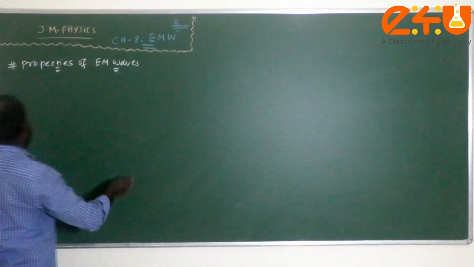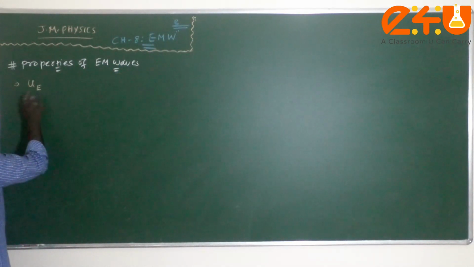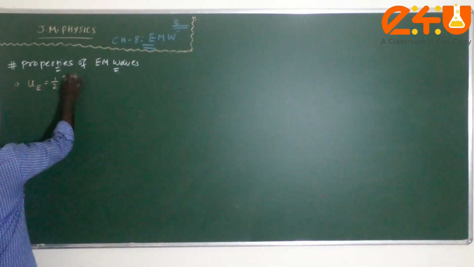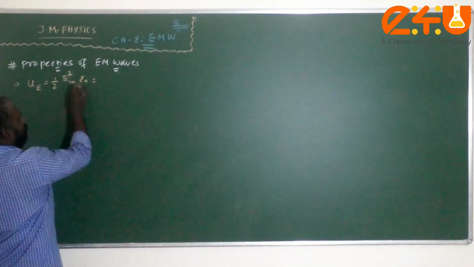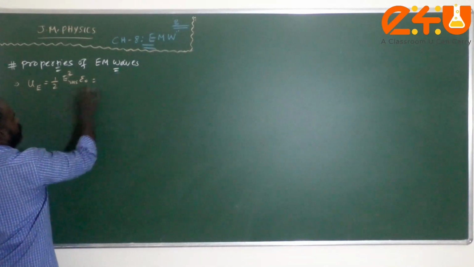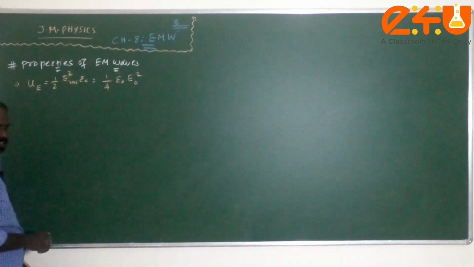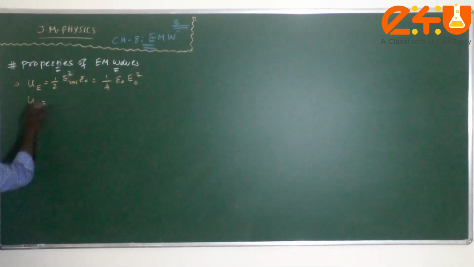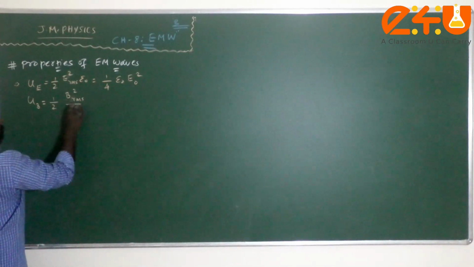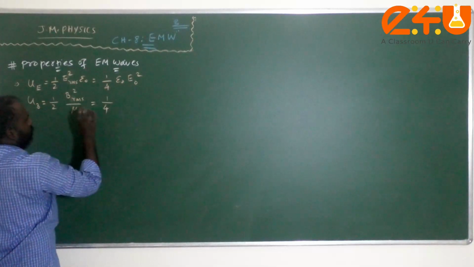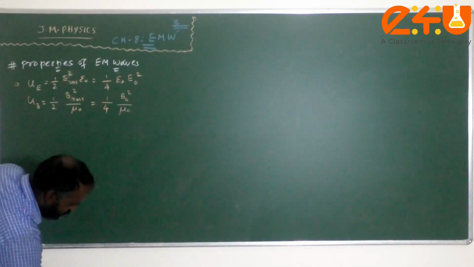Continuation of the energy density, what we discussed as a fifth property. We know that the energy density corresponding to the electric field is 1 by 2 epsilon naught E RMS square. E RMS is nothing but E naught by root 2, so that whole square gives 1 by 4 epsilon naught E naught square, where E naught is the amplitude of the electric field. Similarly for the magnetic field, energy density can be written as 1 by 2 B RMS square divided by mu naught, or the same as 1 by 4 B naught square divided by mu naught. So what is the average energy density?